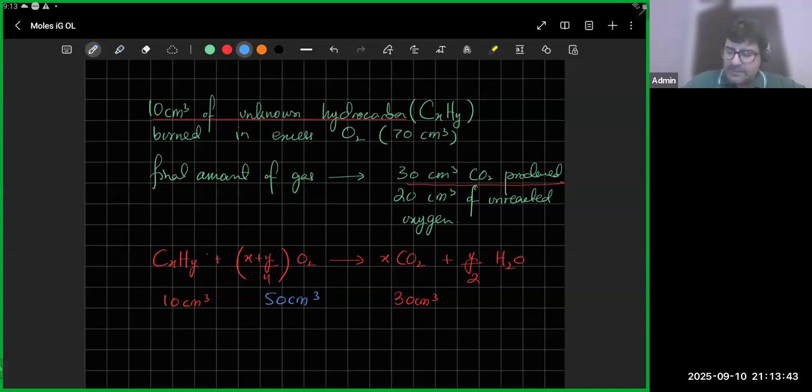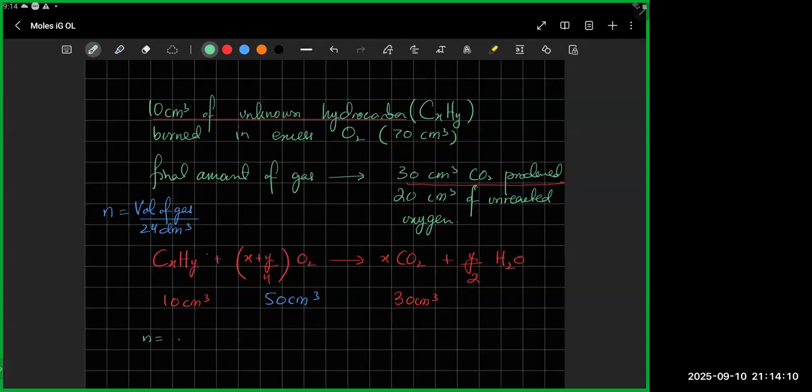Now tell me, what is the formula for finding moles of gases? Remember, these are all gases. The volume given was for a gas. So, what is the formula for finding moles? If you have a gas, it's the volume of gas divided by 24 decimeter cube. So I'm going to try and find the moles for each one of them.